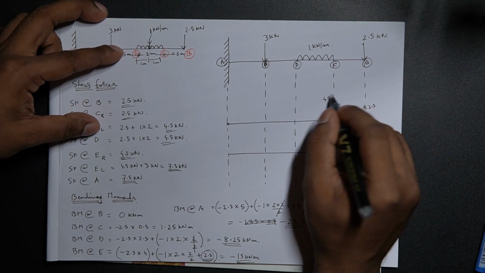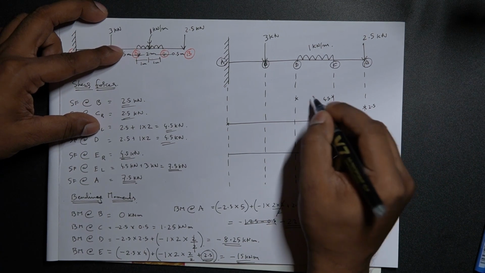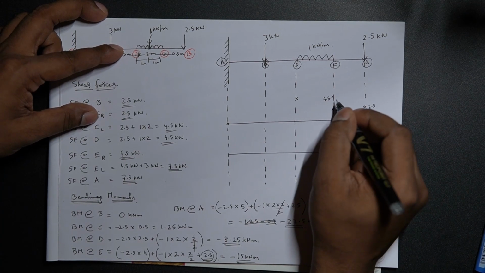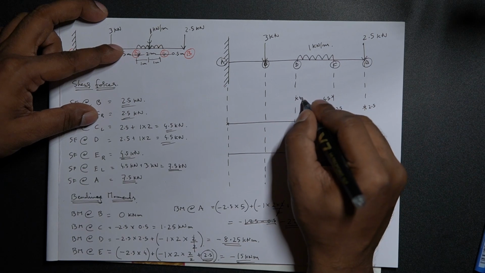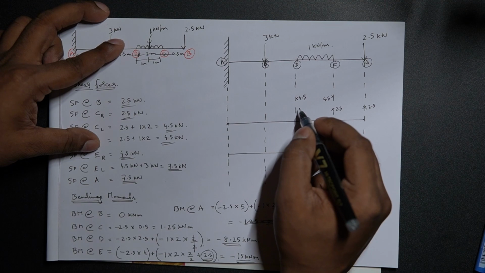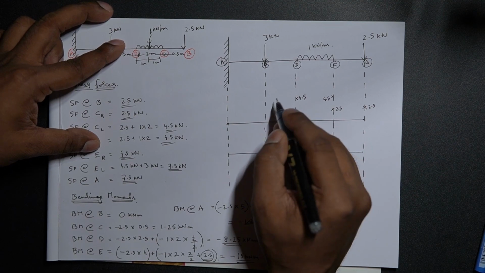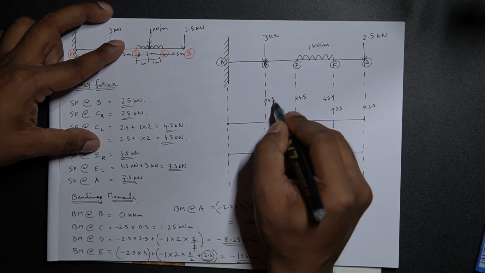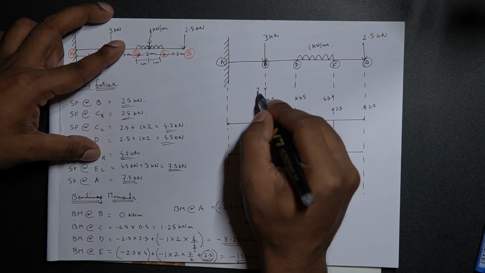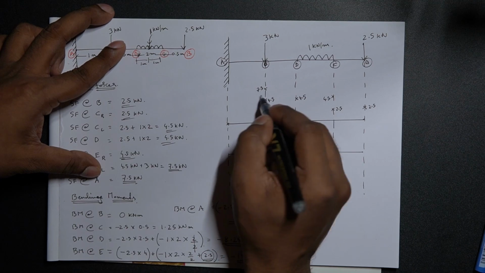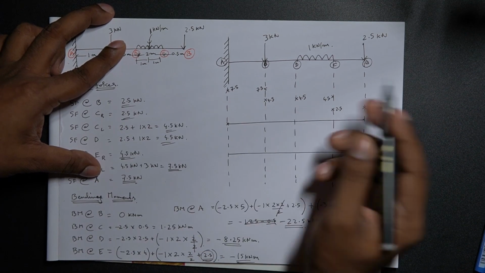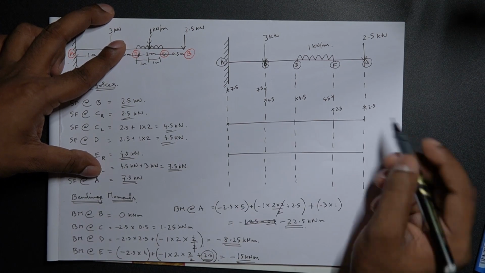Again, shear force at D is 4.5. Next, moving on, shear force just right of E is again 4.5. Left of E there's an increment, so let's put 7.5, and shear force at A is 7.5. Everything will be in kilonewtons, so make sure you put that.